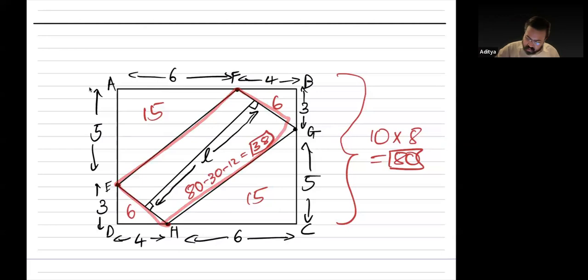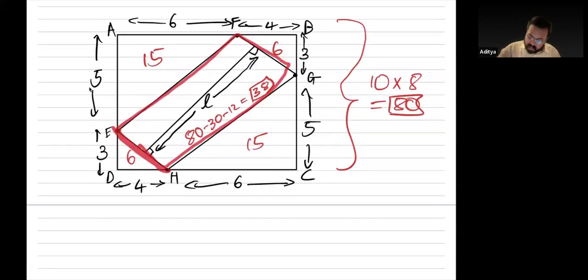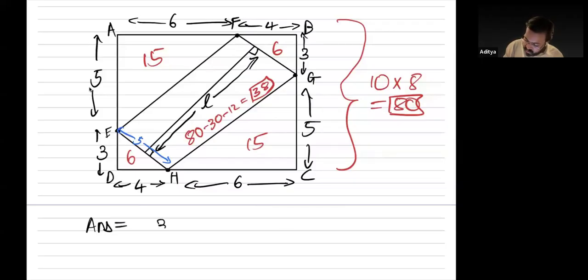You have side length EH, already known because it's the hypotenuse of a right angle triangle. This will become 5. Answer is equal to 38 divided by 5, and that is 7.6. Okay, Keshav, I hope you understood.